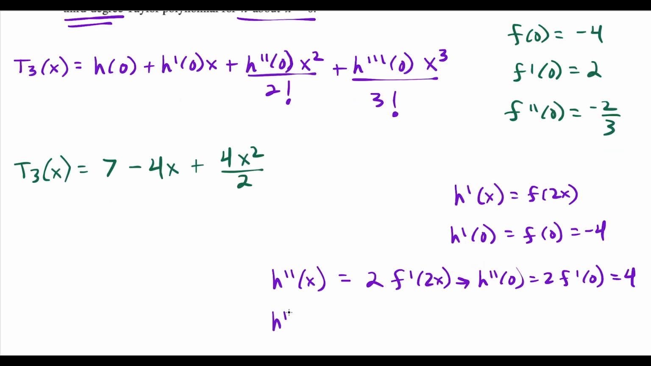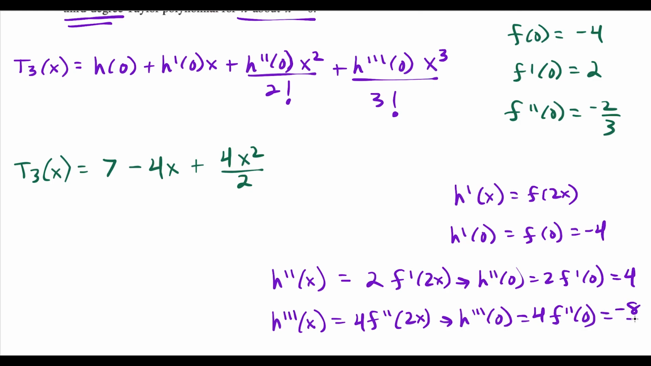So to find h triple prime of x, we just have to do the chain rule again. So we have the derivative of f prime is f double prime. We keep the inside as 2x, and then we multiply the coefficient in front by the derivative 2. So we have 2 times 2 giving us 4. And now this tells us that h triple prime of 0 is equal to 4 times f double prime of 0 when we plug in x equals 0. f double prime of 0 is equal to -2/3. So if we do -2/3 times 4, that's going to give us -8/3.